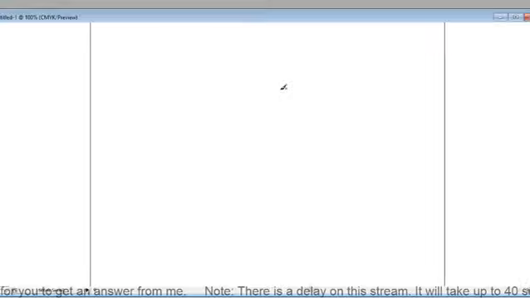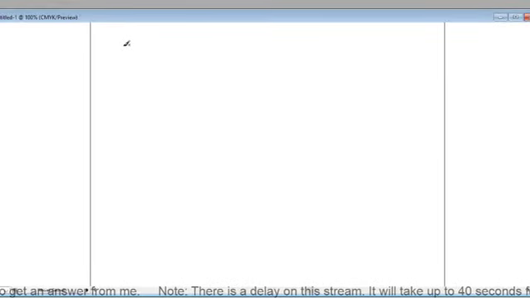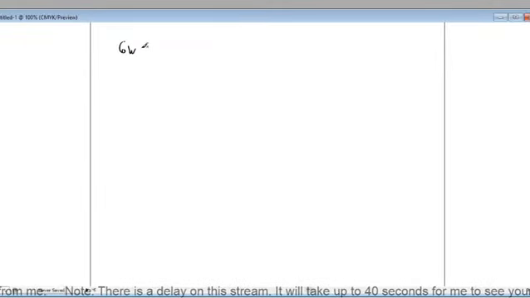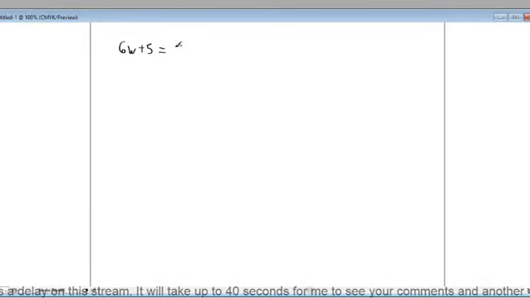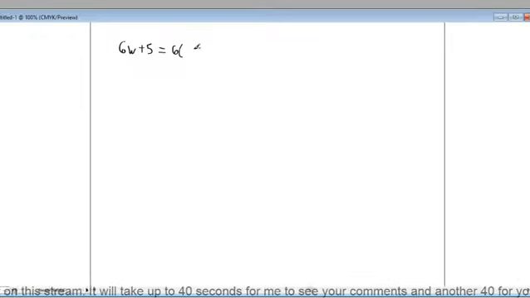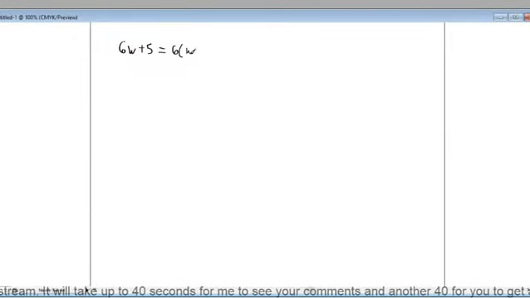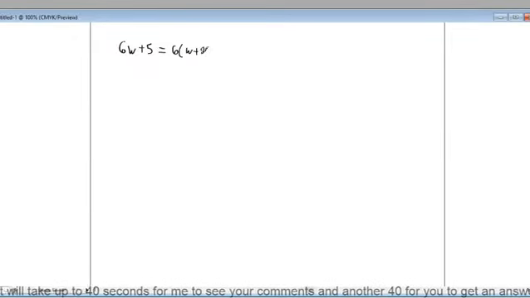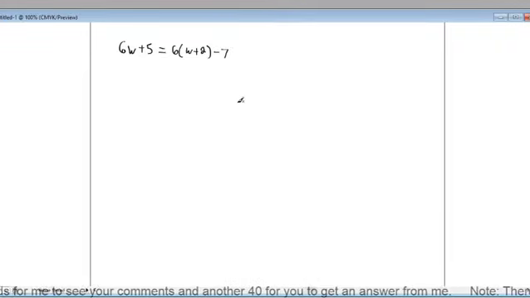All right, number 2. We were given 6w plus 5 equals 6 times (w plus 2) minus 7. So once again, just a linear equation, nothing too crazy going on.